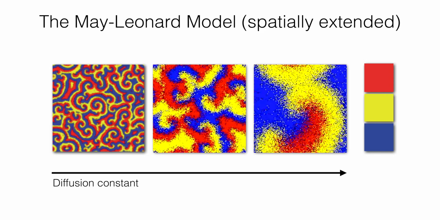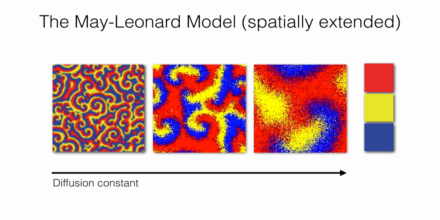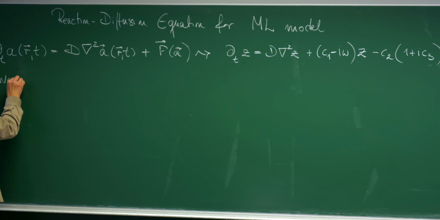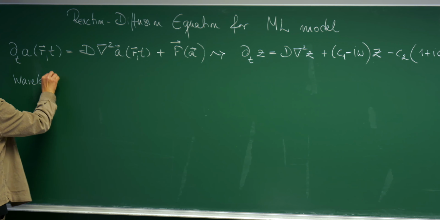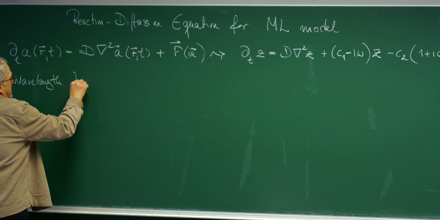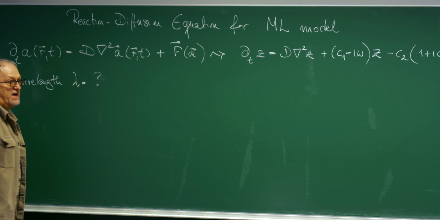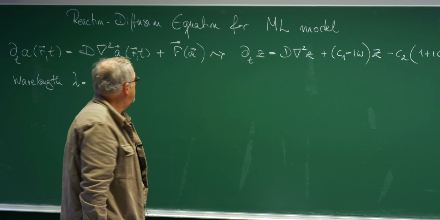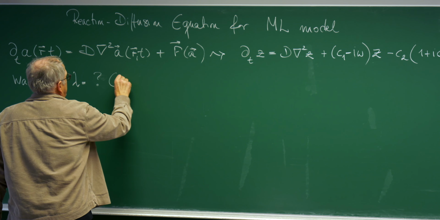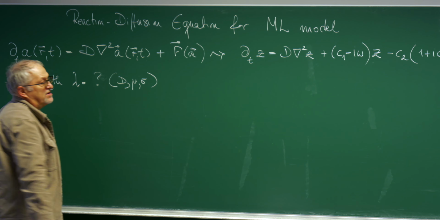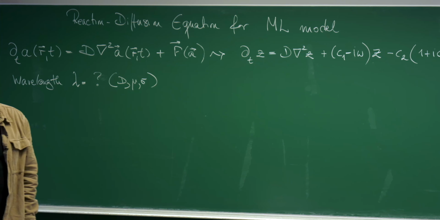then you see as a function of diffusion coefficient, there's a certain wavelength. And let's call it lambda. And we would like to know what is that wavelength that you see here, and how does this wavelength depend on diffusion coefficient and on the 2 rates.